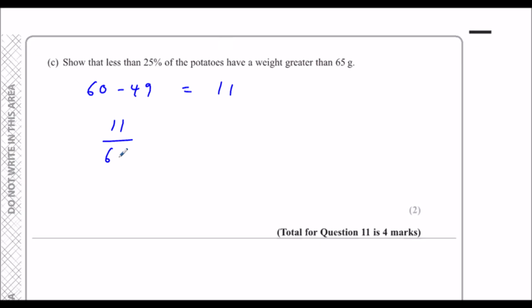11 over 60 times 100. So 11 60ths times 100 comes out as 18.3%. So that's less than 25% because it's 18.3%.